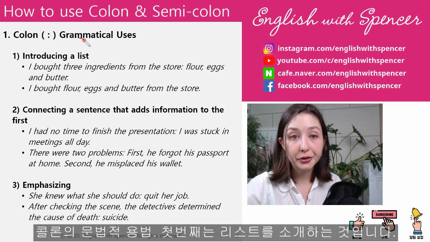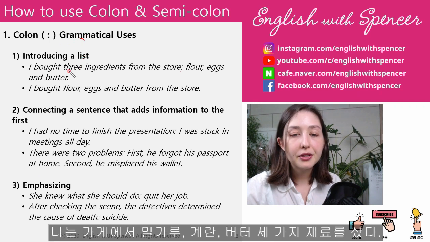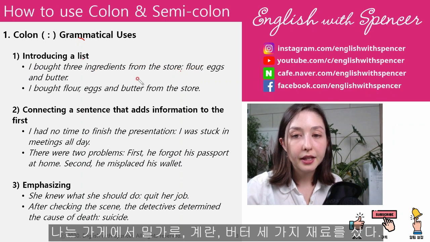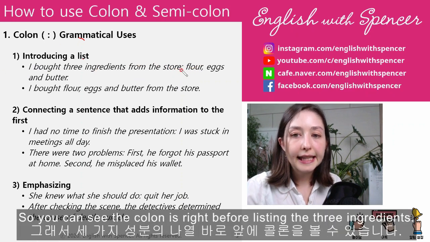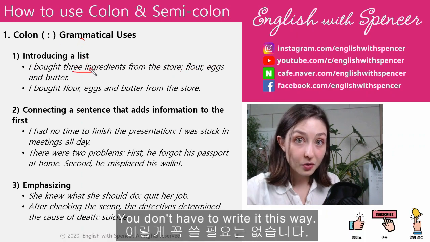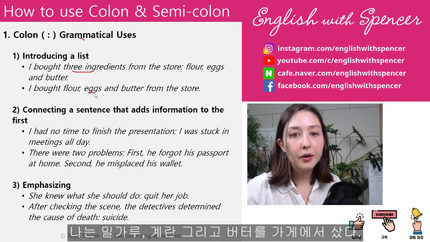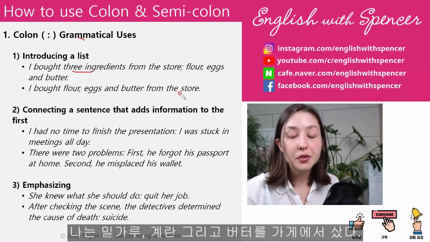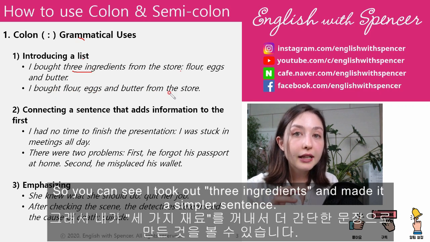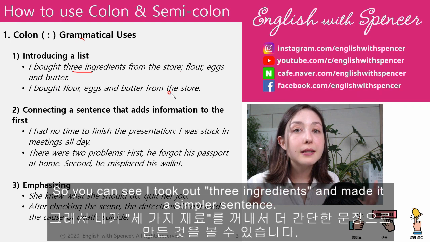Colon grammatical uses. The first one is introducing a list. I bought 3 ingredients from the store: flour, eggs, and butter. So you can see the colon is right before listing the 3 ingredients. You don't have to write it this way. It can also be written without a colon. I bought flour, eggs, and butter from the store. So you can see I took out the words 3 ingredients and I made it a more simple sentence.